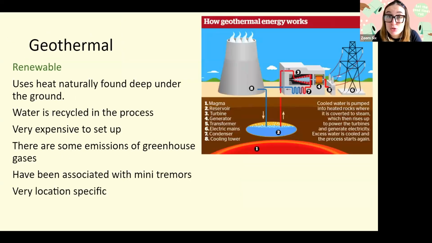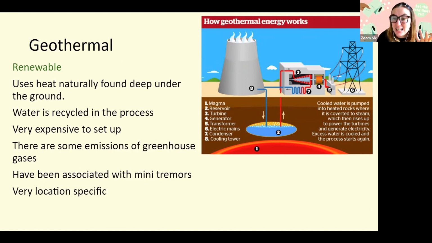The last one in terms of the renewables I wanted to go through in more detail was one called geothermal. And the reason I want to go through this one with you is because ones like solar and tidal, you hear the word, you know what it means. Waves, tidal, solar, you get it. You know what the tides are, you know what waves are, you know what the sun is.